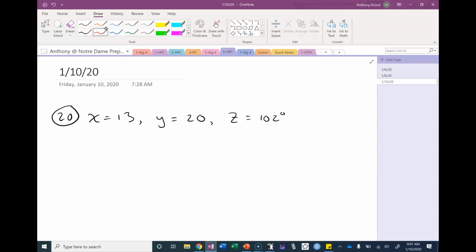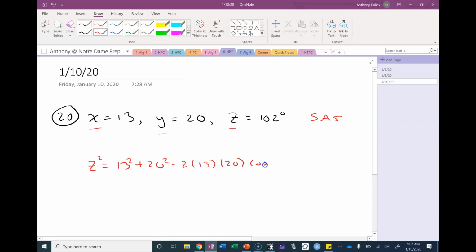So the first thing I'd want to do is identify which situation we have here. You could draw the picture, or you can observe that the labels for the side length don't match the label for the angle. So we know that this is a side angle side situation. And as such, we need to use the law of cosines to solve for the side z. Annika, you good with that reasoning? Okay.